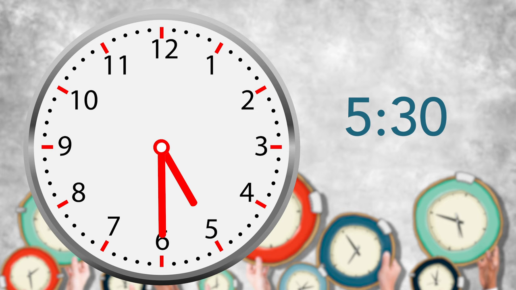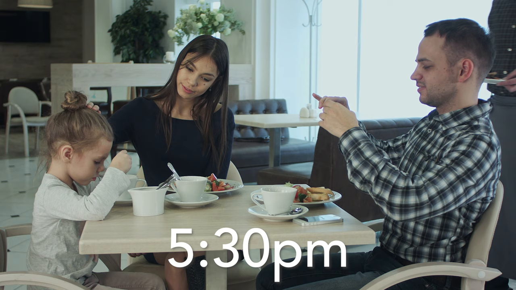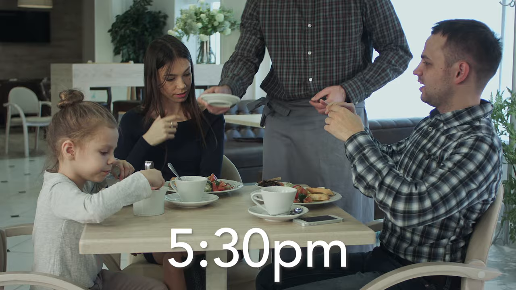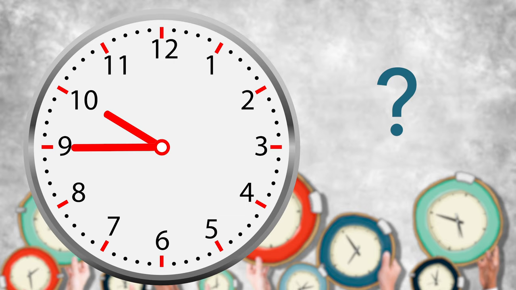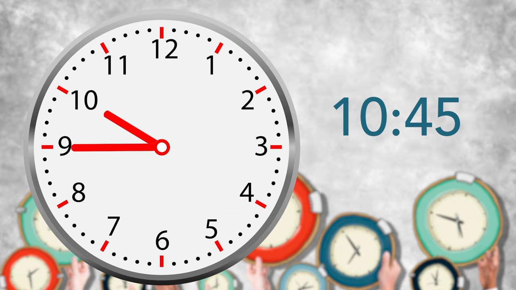Well done. At 5:30 p.m., you might be eating dinner. At 5:30 a.m., you might be asleep. How about if the little hand is pointing at the 10 and the big hand is pointing at the 9? Can you figure that out? Did you get 10:45? If you did, you know how to tell time.